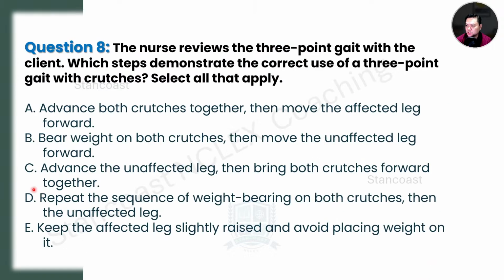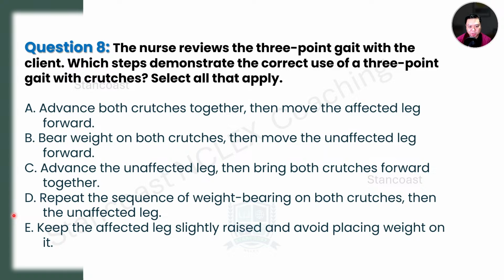The nurse reviews the 3-point gait with the client. Which steps demonstrate the correct use of a 3-point gait with crutches? Select all that apply. A, advance both crutches together, then move the affected leg forward. B, bear weight on both crutches, then move the unaffected leg forward. C, advance the unaffected leg, then bring both crutches forward. And D, repeat the sequence of weight bearing on both crutches, then the unaffected leg. And E, keep the affected leg slightly raised and avoid placing weight on it.